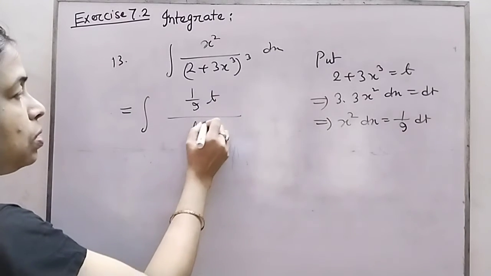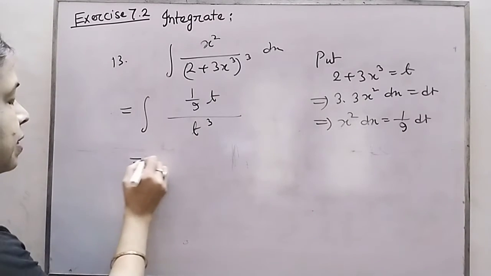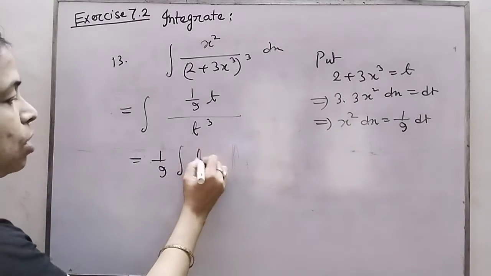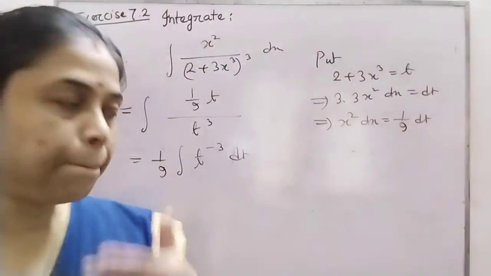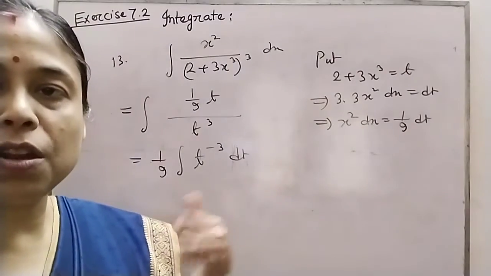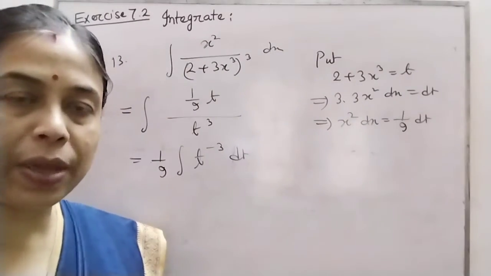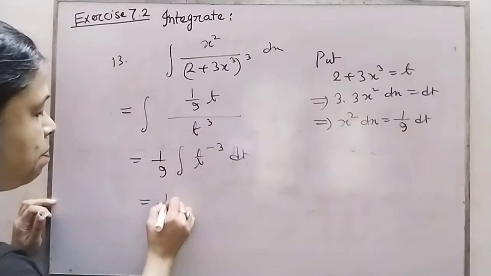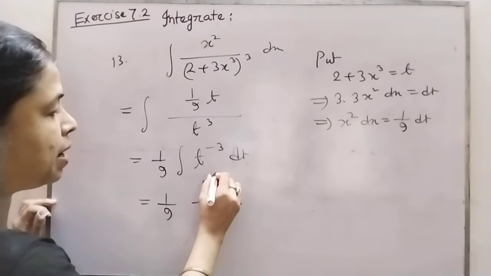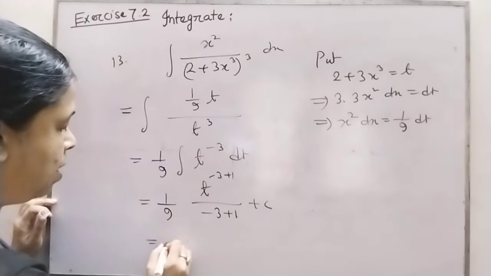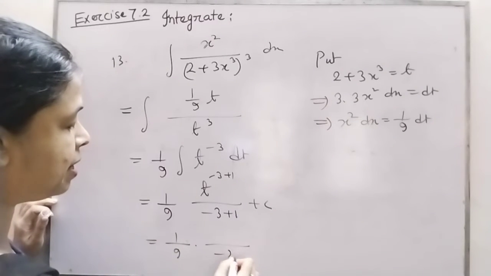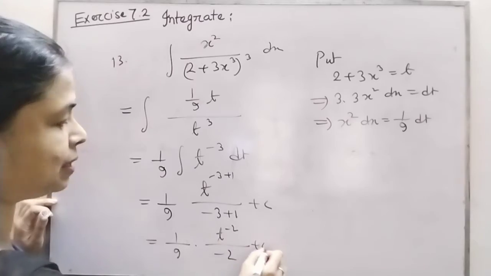And here I can use t cube. 1 by 9 is a constant, come out. 1 by t cube can be written as t to the power minus 3, because in the denominator there is no formula, but t cube in the denominator can be written as t to the power minus 3. Then do the integration because it is in the standard form. Minus 3 plus 1 over minus 3 plus 1 plus c. This is 1 by 9. It is minus 2 t to the power minus 2 plus c.